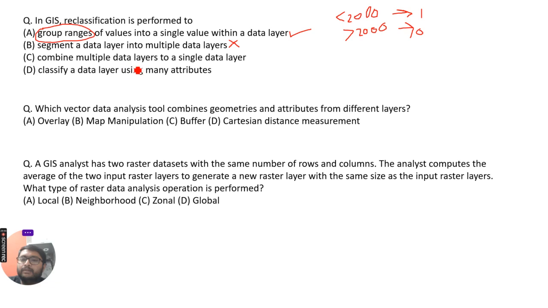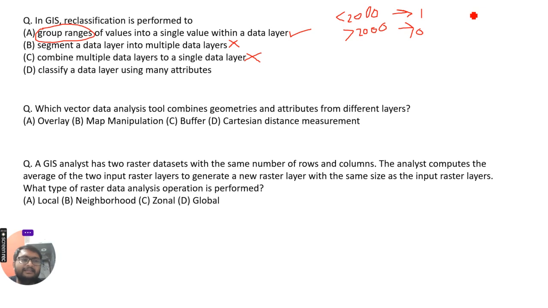Then, combine multiple data layers into a single data layer. We are not combining multiple data layers. We are just having one layer with continuous values that we are converting into ranges. So that's why option C is wrong. And then, classify a data layer using many attributes. If we have a data layer, using many attributes, we are not using different attributes. We are using classes or single values, converting a range into different classes. So not attributes. We have just one attribute only.